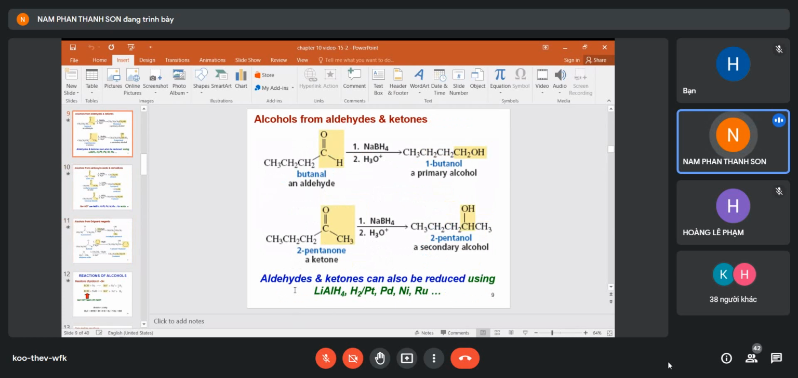We also have alcohols from ketones, aldehydes, and carboxylic acids. Okay. We can reduce aldehyde or ketones to alcohols by using a reducing agent. Normally it's easy to reduce C=O to alcohol. There are many reducing agents we can use. Normally people use sodium borohydride, NaBH4, NaBH4.